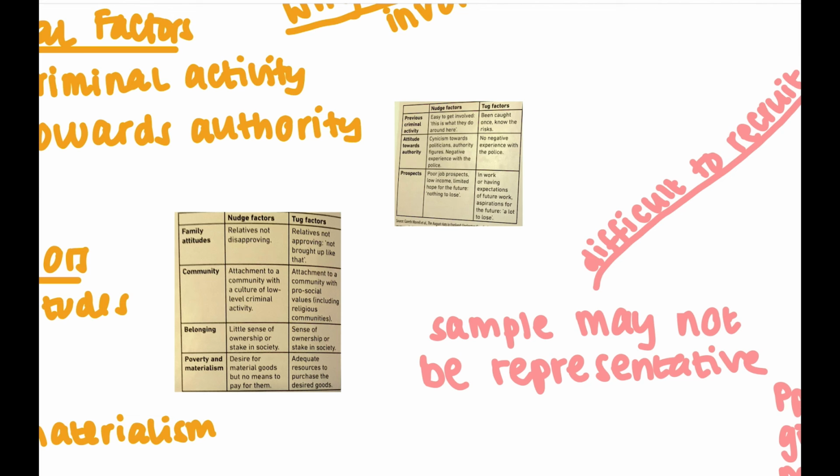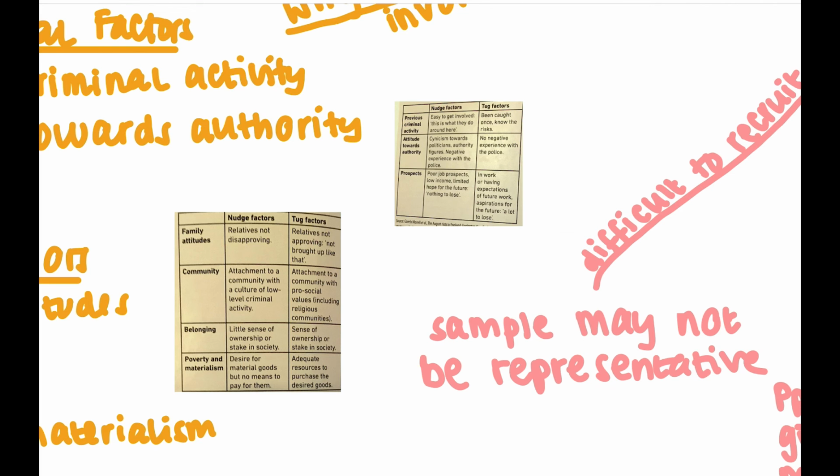So the nudge factor there would be that if you wanted these material goods, but you didn't have the money to pay for them, Tottenham was quite a deprived area, so many people might not be able to afford the goods they might have wanted. So they might have stolen them, because when else would they get the opportunity to do so?